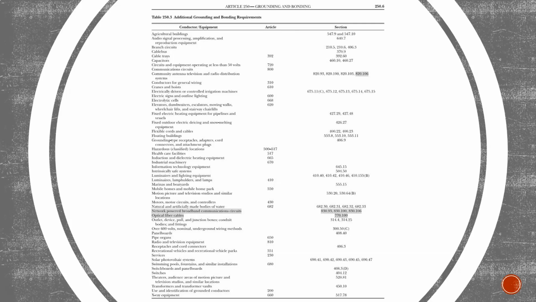Another example of this would be for mobile homes and mobile home parks. If we go down on our right-hand side, we see it's covered in Article 550, and they don't provide us with a specific section for that. It's just included throughout Article 550. Now, not every occupancy or every type of piece of equipment will have specific grounding and bonding requirements, but if they do, it should be listed in this table.